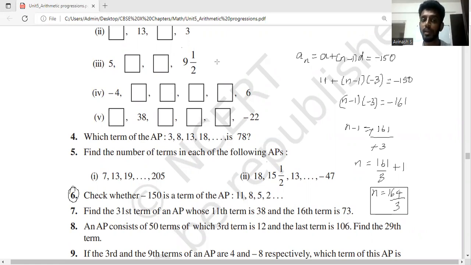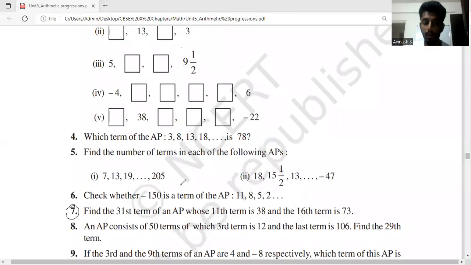Suppose if you have got a round value, for example, if you have got the value of n as 51, then we conclude by saying it is a term. That is, minus 150 is the term. We are supposed to find minus 150, whether it's a term or not. But here, since we are not getting a whole number, we conclude by saying minus 150 is not a term of the AP.